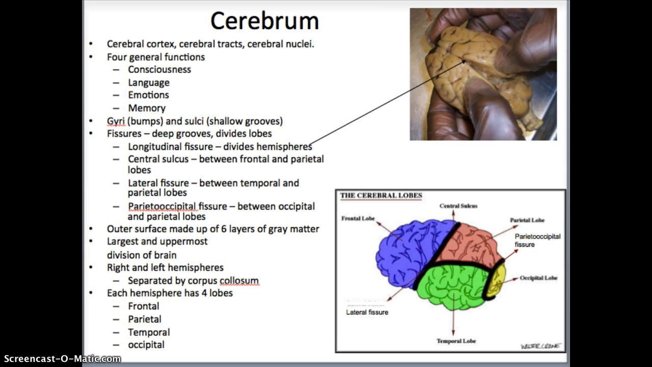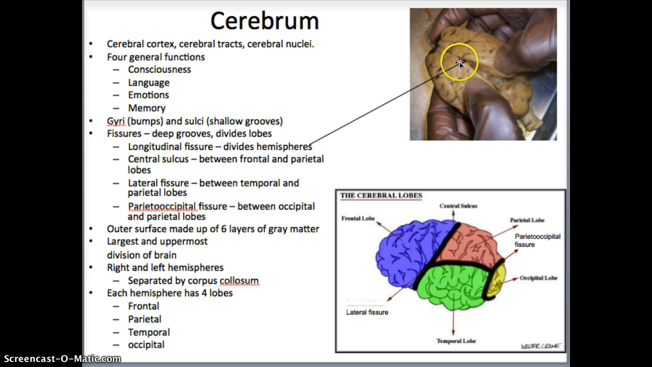All right, now the cerebrum is the biggest part of the brain. The cerebral cortex, cerebral tracts, and the cerebral nuclei make up the cerebrum. Its 4 general functions are consciousness, language, emotions, and memory. So the gyri are bumps on the cerebrum, and sulci are shallow grooves. If you have a very deep groove, that is called a fissure.